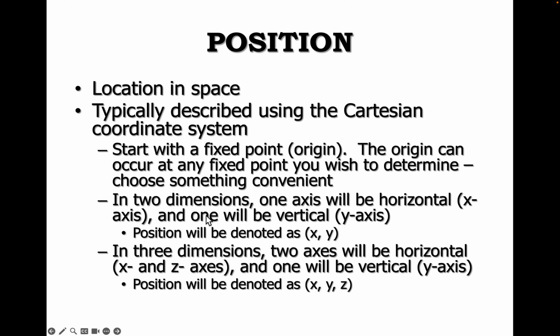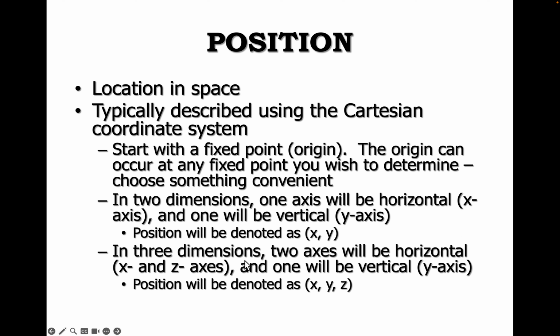In 2 dimensions, we've got a horizontal axis, oftentimes referred to as the x-axis, and a vertical axis, otherwise known as the y-axis. We can determine what position that person or object is at on the xy axes, denoting a point (x, y), where x is one number and y is another number. Could be positive, negative, or zero.